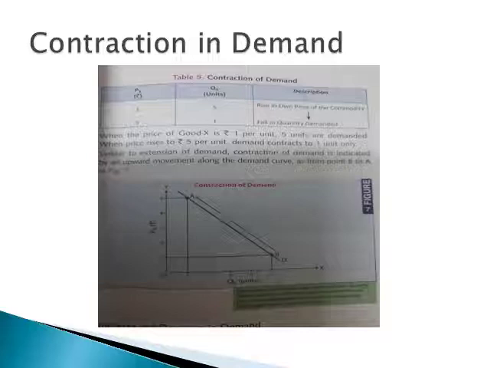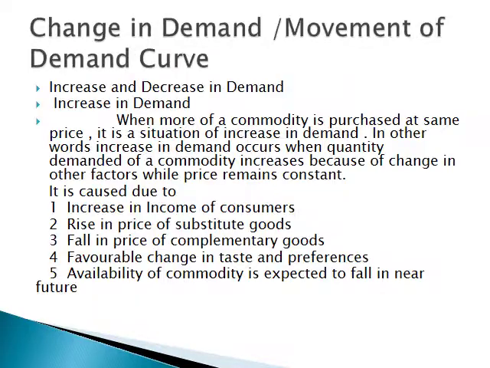The same is indicated by the diagram. In the diagram, when price is 1, demand is 5, that is we write the point B, then price rises to 5, demand contracts, point is A. So in this case, the movement is from point B to A. So this is known as contraction of demand, that is, there is upward movement along the same demand curve from point B to A. Now the second concept, change in demand, or movement of demand curve.